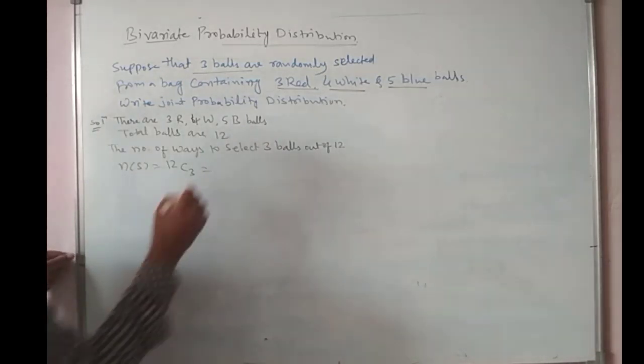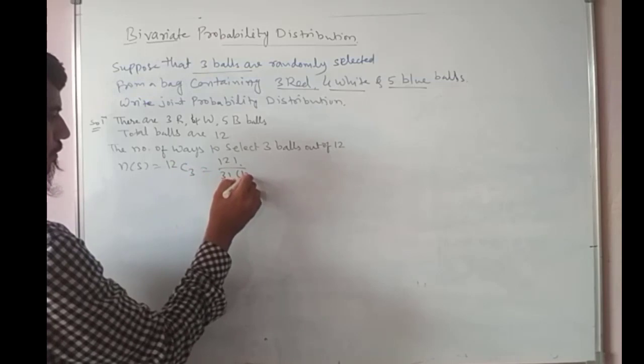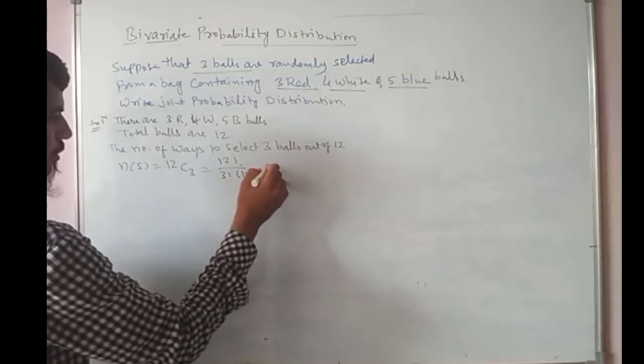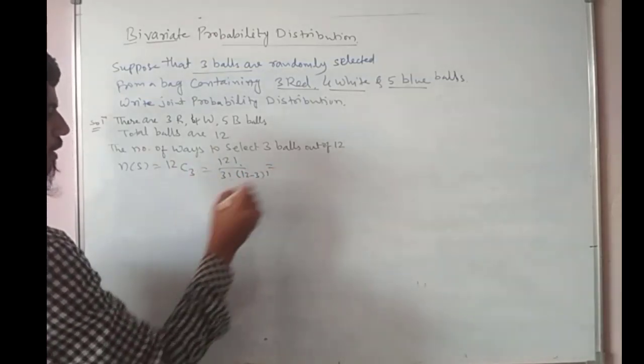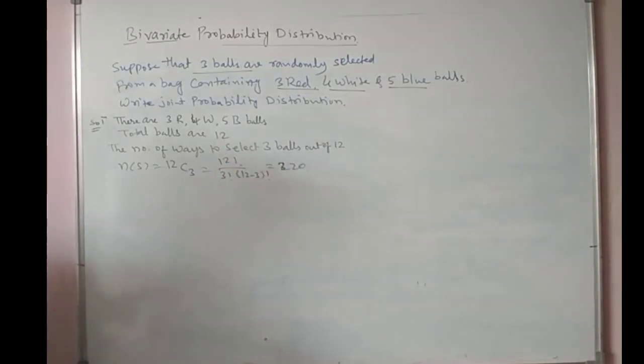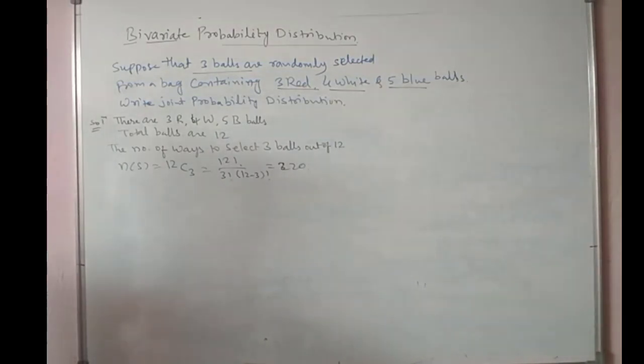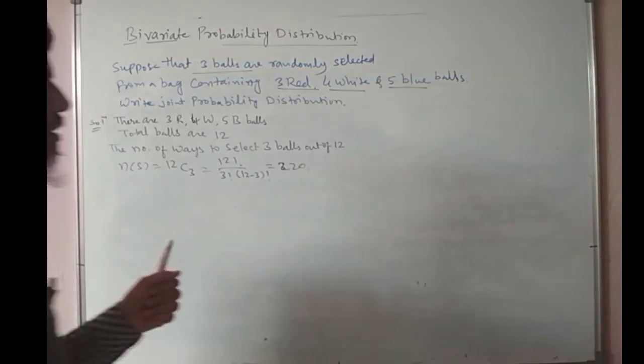How can we simplify this one? By using the formula, 12 factorial divided by 3 factorial into 12 minus 3 factorial. If you simplify it, it comes to be 220. So there are 220 ways to select the 3 balls out of 12. Think about what the possibilities are.